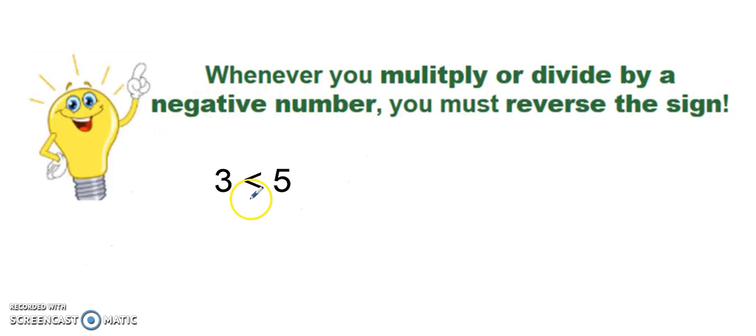As we discovered in our little warm-up investigation, whenever we multiply or divide by a negative number, we're going to have to reverse the sign. I can show that simply by multiplying both of these by -1. I get -3 is less than -5, which is not true. So to make this into a true statement, I'm going to need to reverse that inequality symbol anytime I do this while solving an inequality.